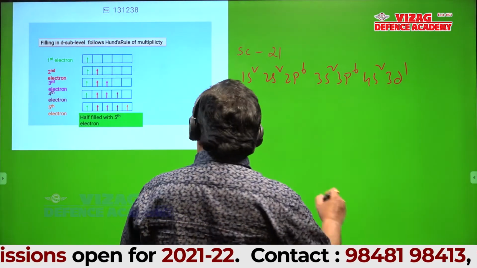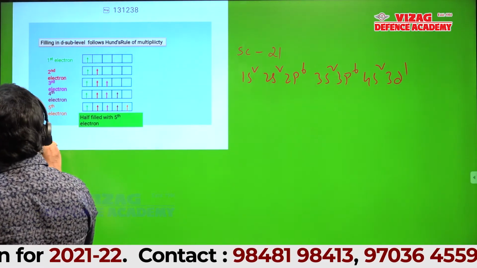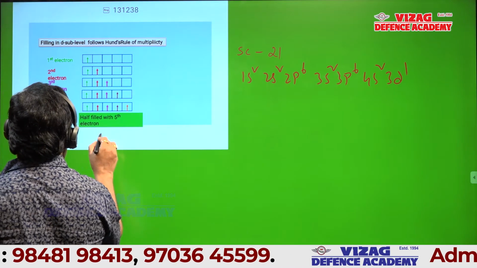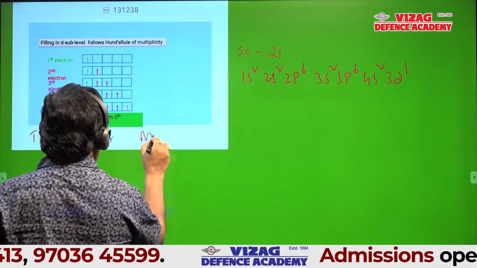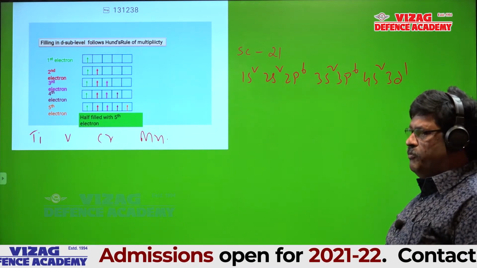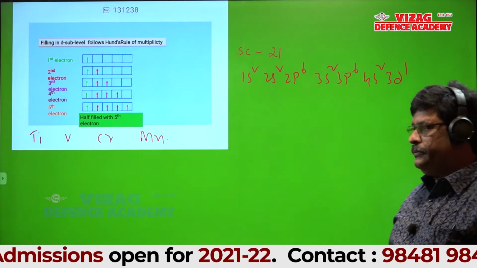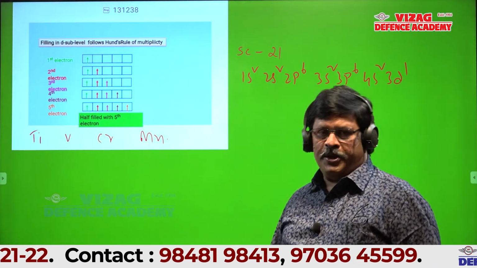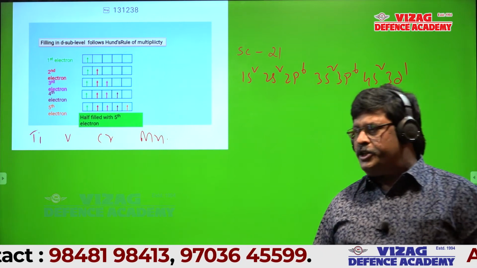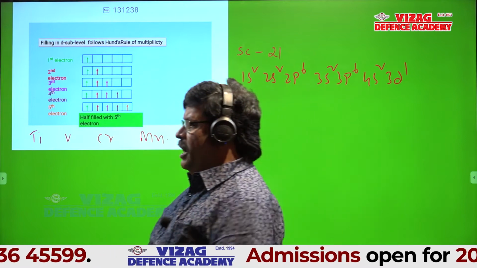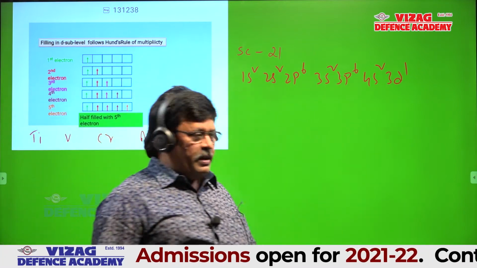Next elements I'll write here. After scandium: titanium, vanadium, chromium, manganese. Can you write the configurations for these four? I'll give 4 minutes time to you all, students. Write the configurations of these four. After that, we'll continue. After scandium, titanium is 22.